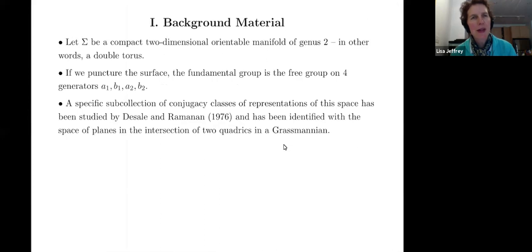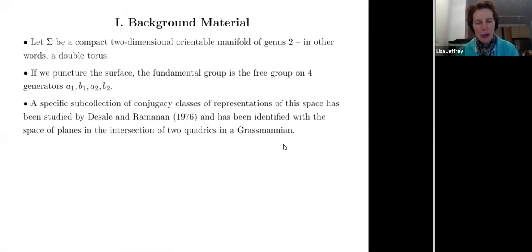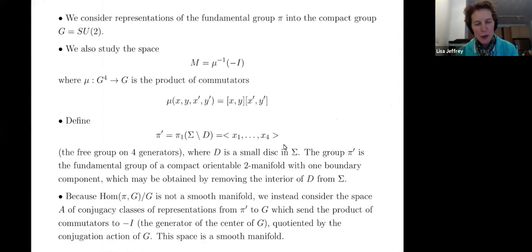let sigma be a compact two-dimensional orientable manifold of genus 2. In other words, a double torus. If we puncture the surface, or remove a small disk from it, the fundamental group is the free group on 4 generators. And we'll consider representations of this fundamental group into the compact group SU2.